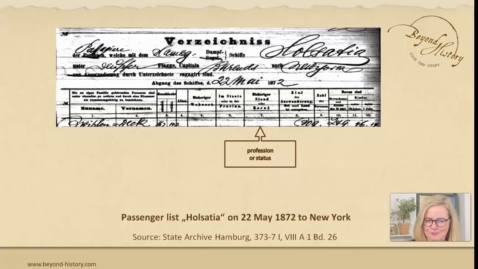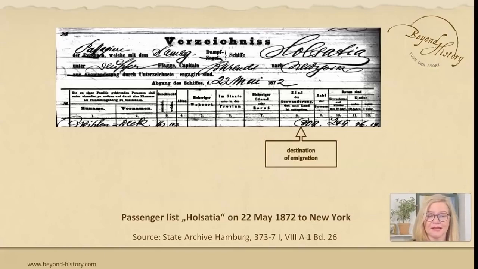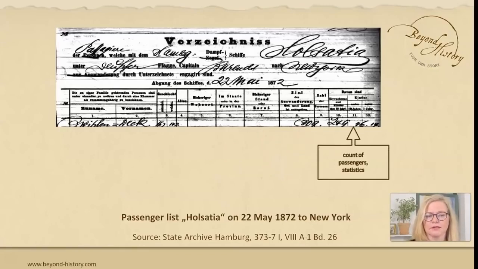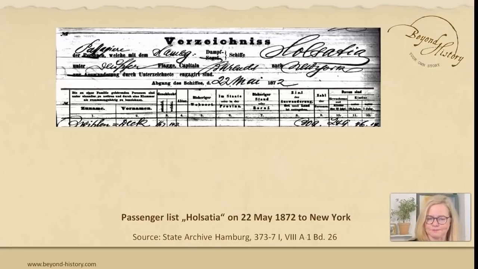Here you have information on the professional status, and status meaning the wife, child, or something like that. Besides professional, self-explanatory. Here you have the final destination of the immigration, where they want to go to. And the last columns are basically a count of the passengers and statistics, such as the age of the passengers and whether the children are under the age of 10 or under the age of 1 year old.